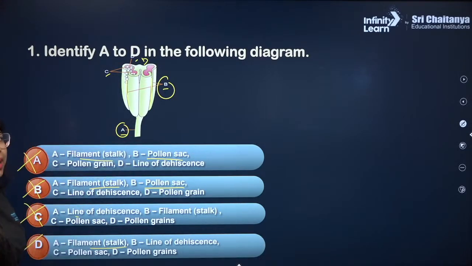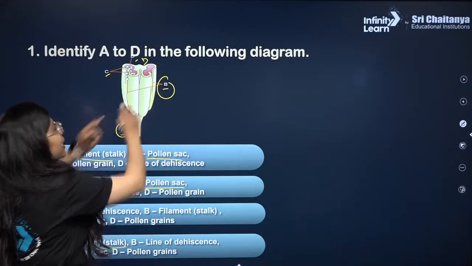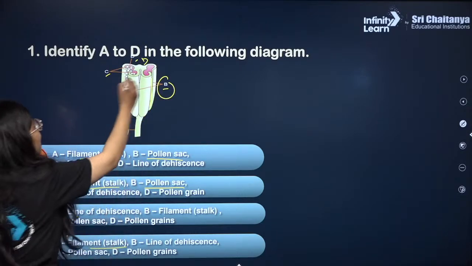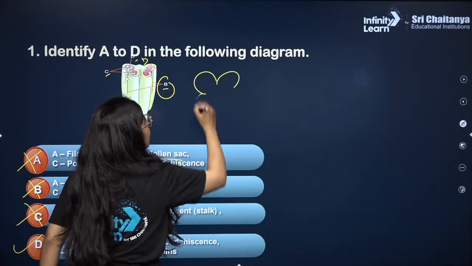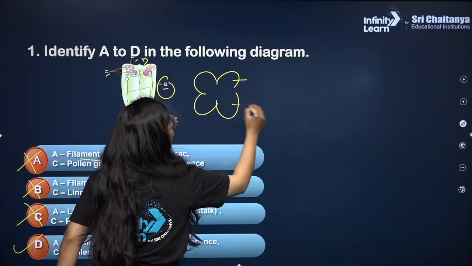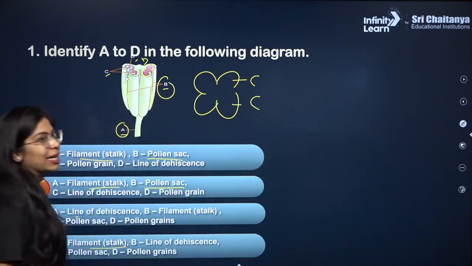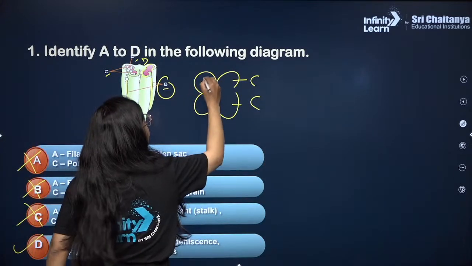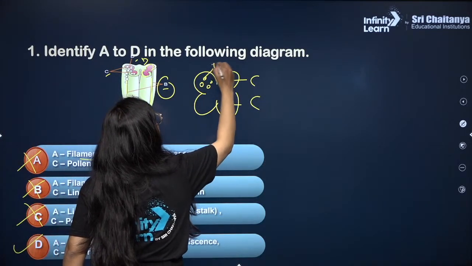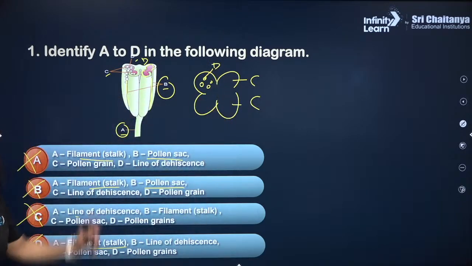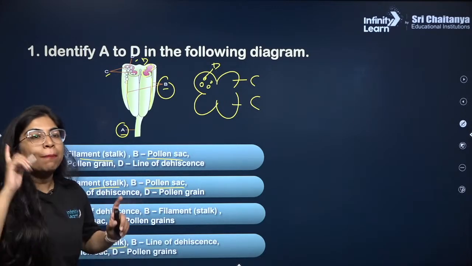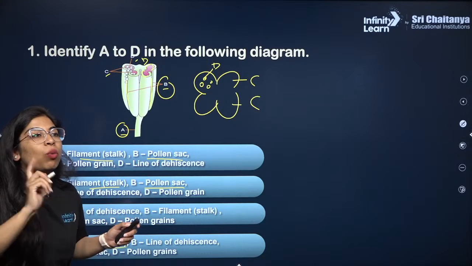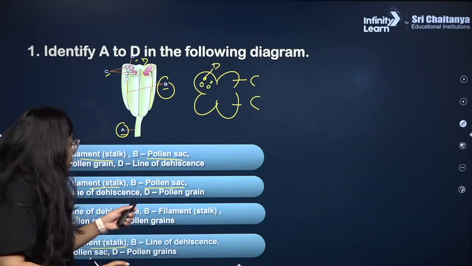A is the filament. B is the line of dehiscence, you can see. You can see that C are the round structures which are usually present. These four are pollen sacs, number C. And inside them, we have small pollen grains which are referred to as D. Okay, so our answer to the question is option number D. It is a very simple one, but what matters here is your speed, everyone.